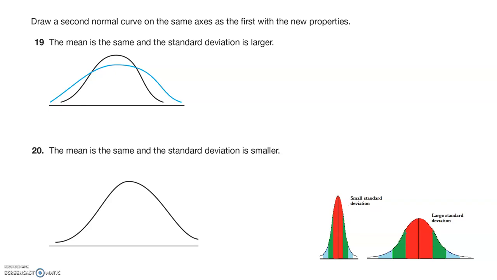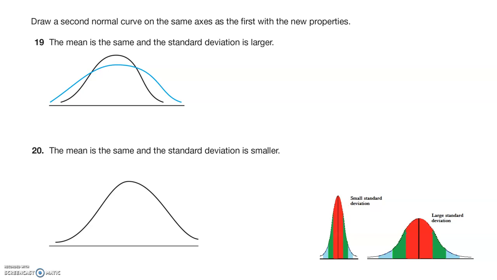So it says, draw a second normal curve on the same axis as the first with the new properties. So what we're going to do here is draw on top of this curve right here, what they give you for you to do, okay?